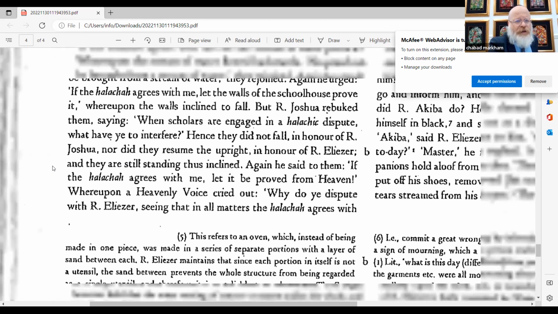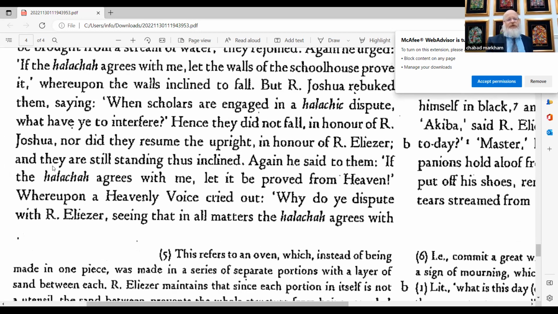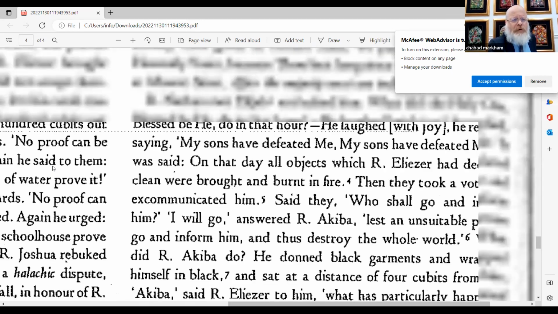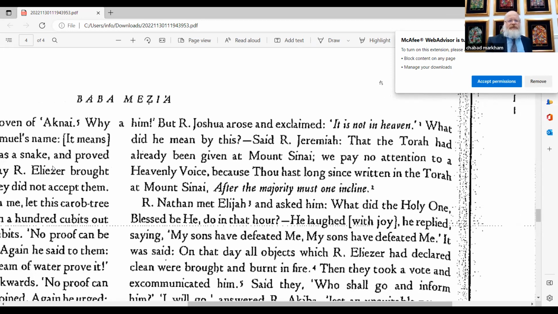Again, he said to them, if the halacha agrees with me, let it be proved from heaven. Whereupon a heavenly voice cried out, why do you dispute with Rabbi Eliezer, seeing that in all matters the halacha agrees with him? But Rabbi Yehoshua rose and exclaimed, it is not in heaven.